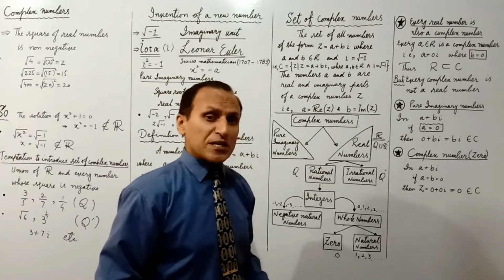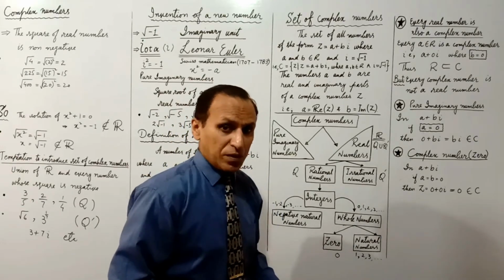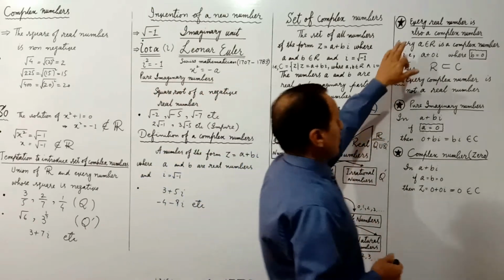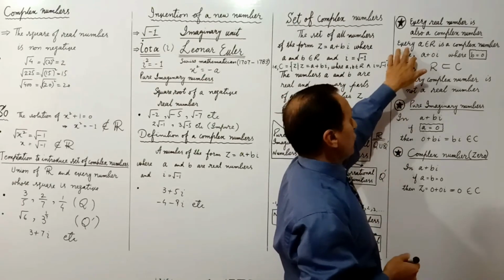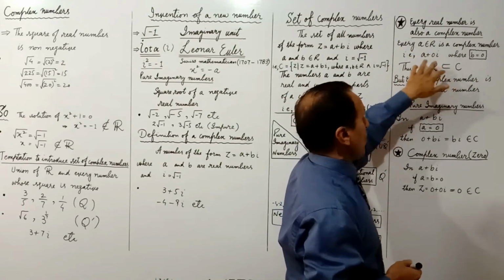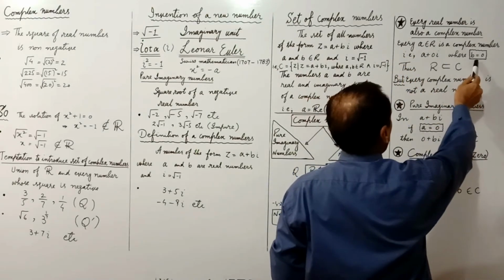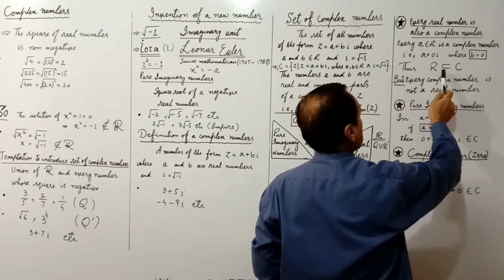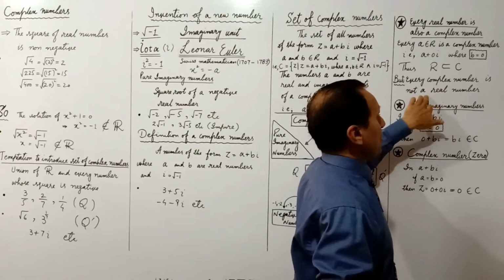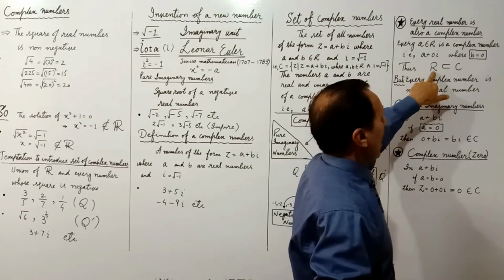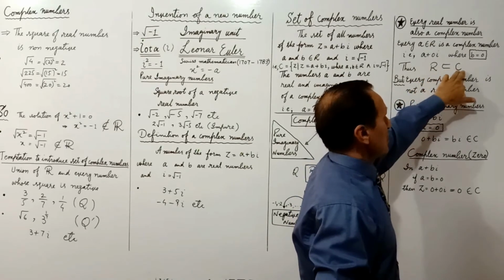Furthermore, there are a few properties which we have to discuss for better understanding in the future. Every real number is also a complex number. For understanding, every a belonging to R is a complex number, that is a plus 0 iota, where we take the value b equal to 0. Thus the set of real numbers becomes a subset of the set of complex numbers. But every complex number is not a real number, because R is a subset of C, the set of real numbers is a subset of the set of complex numbers.